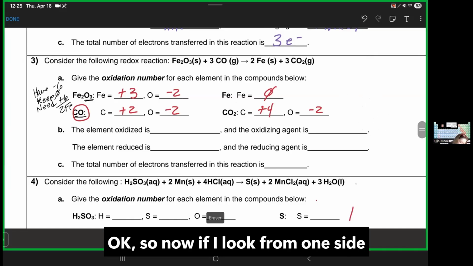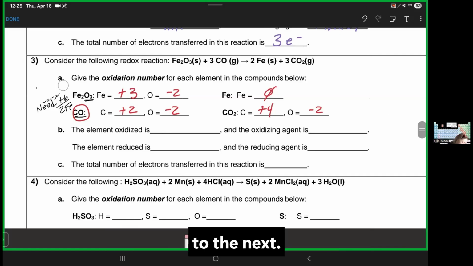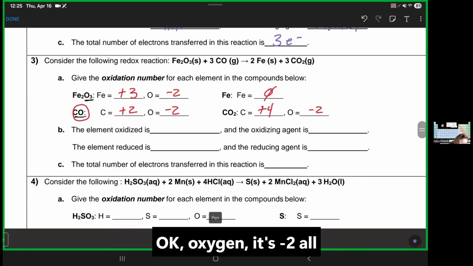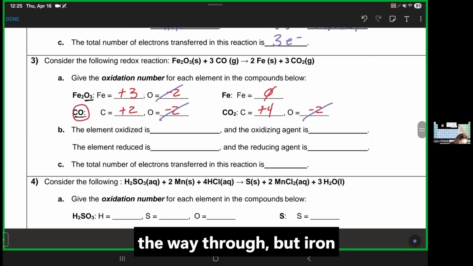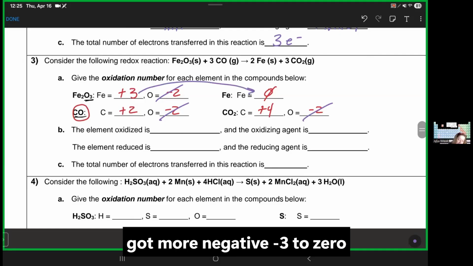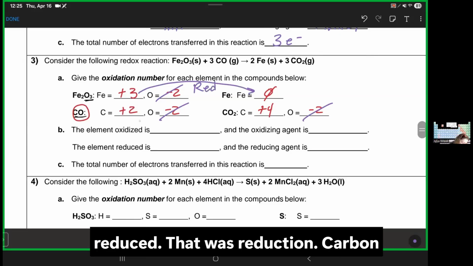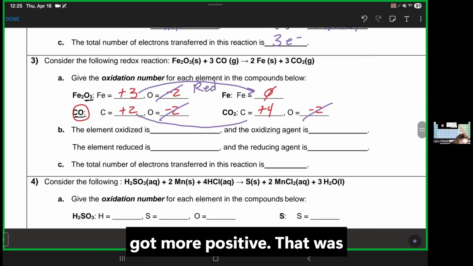Okay, so now if I look from one side to the next, oxygen is -2 all the way through. But iron got more negative. -3 to 0 is more negative. That reduced, that was reduction. Carbon got more positive. That was oxidation.